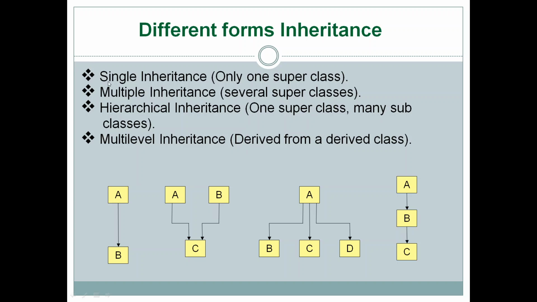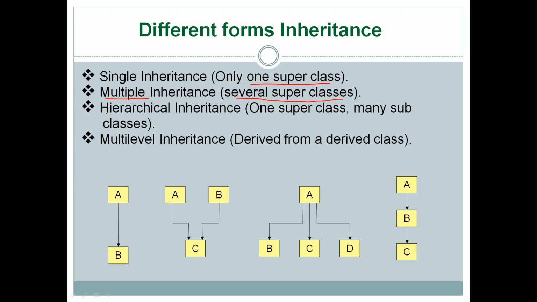The first one is single inheritance. In single inheritance we have only one superclass and a subclass. So that is single inheritance. Then multiple inheritance, as the name says, where we have several superclasses, so multiple superclasses. That is why it is called multiple inheritance.